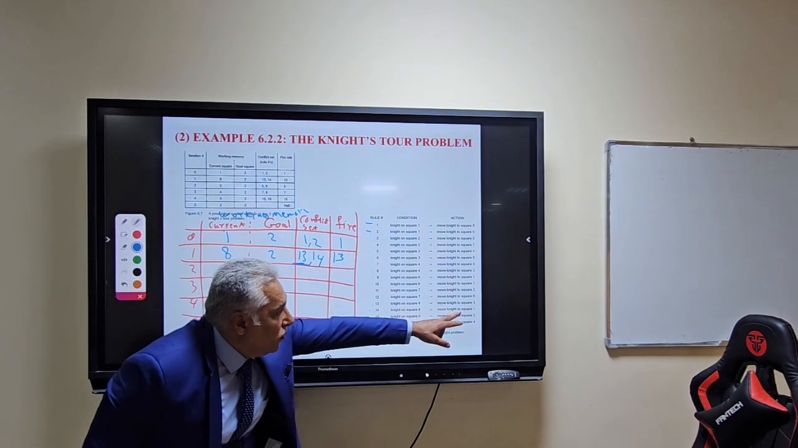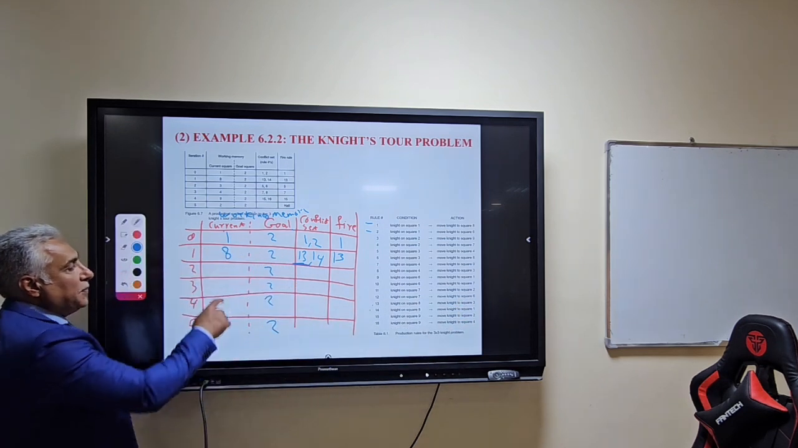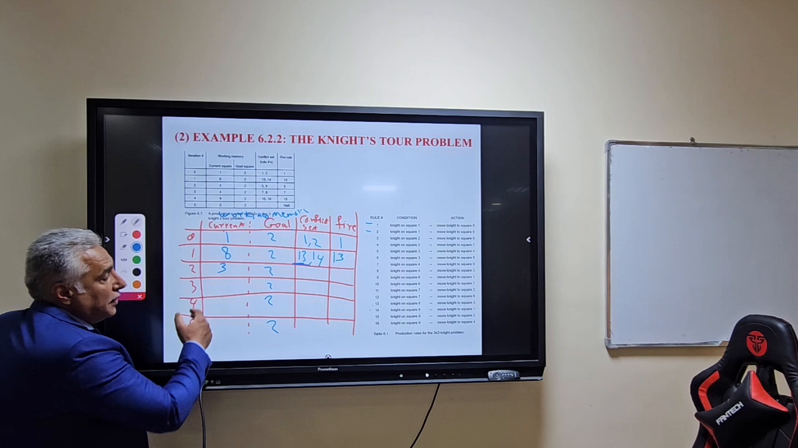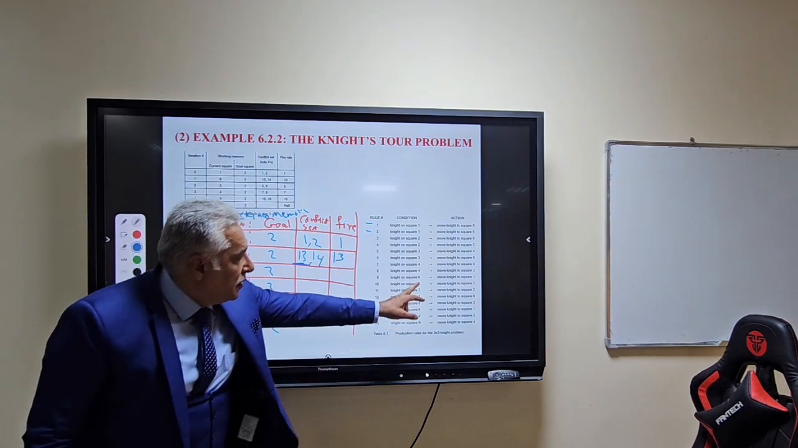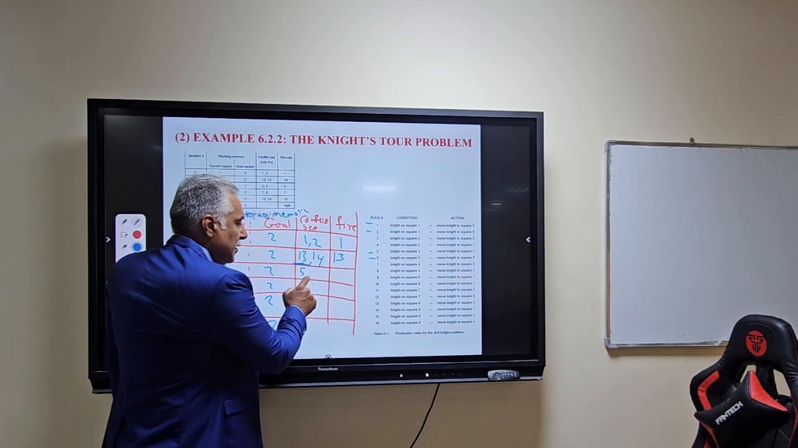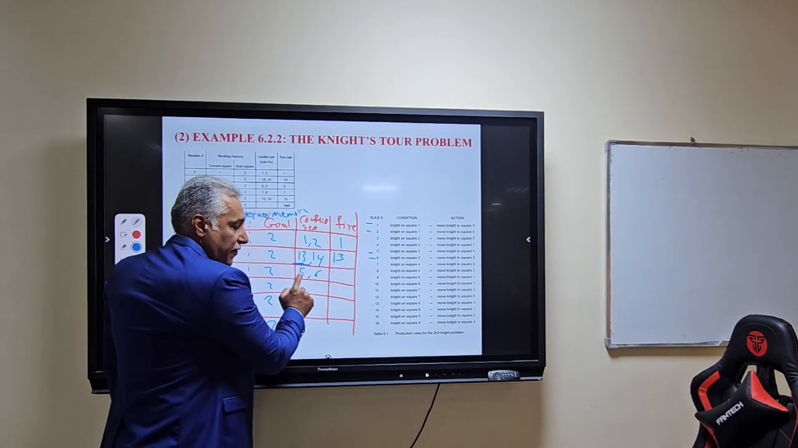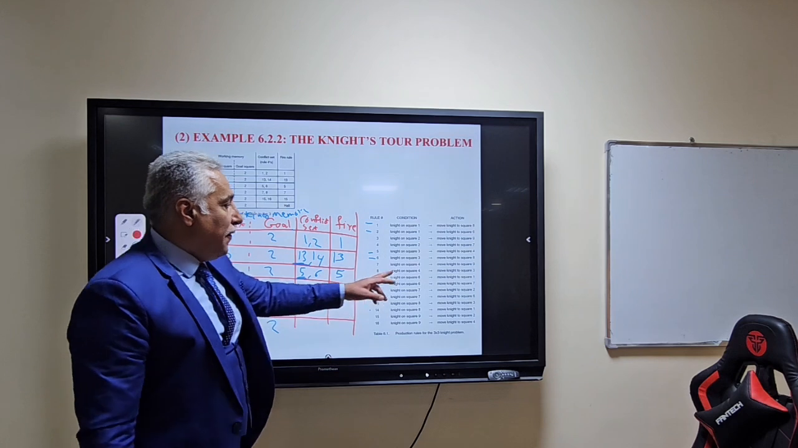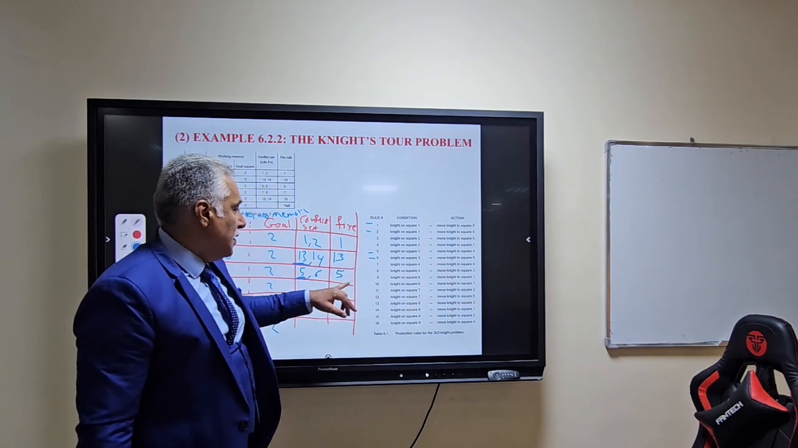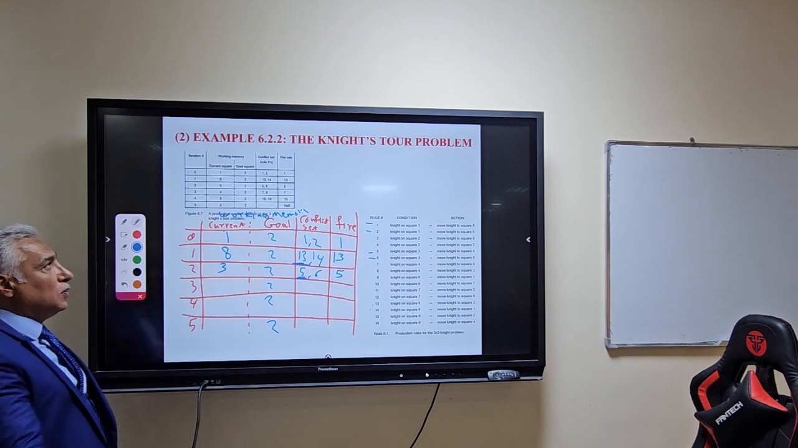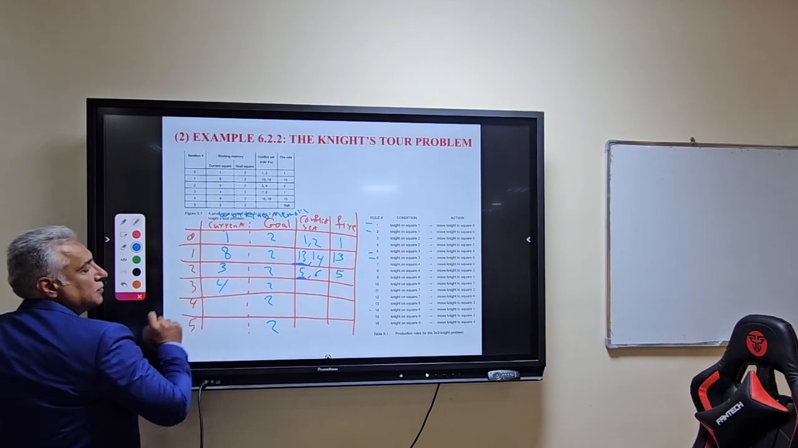13 will go to 3. 3 will be updated from 8 to 3. Now 3 fires rules 5 and 6. I would select 5, the first one, because this is the first one. 5 will go to location 4.